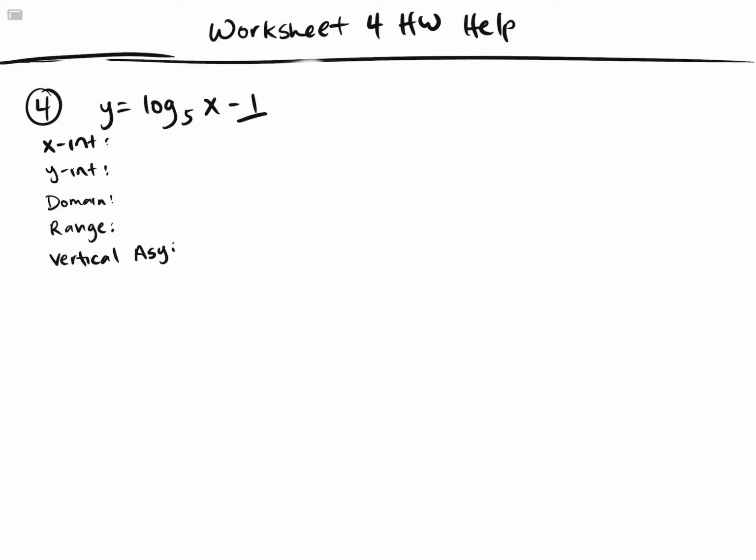Alright, so here we go. This is some more homework help. This is number 4. Again, we're graphing it. We're going through and finding the x-intercept, y-intercept, domain, range, and the asymptote. The first thing, again, that you want to do here is figure out what our translation is.